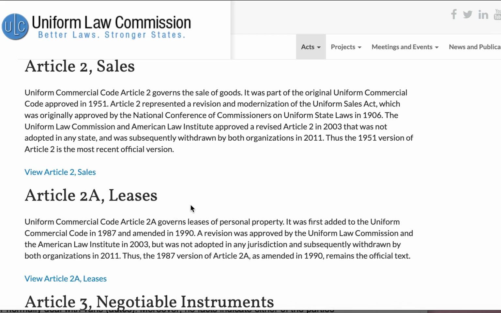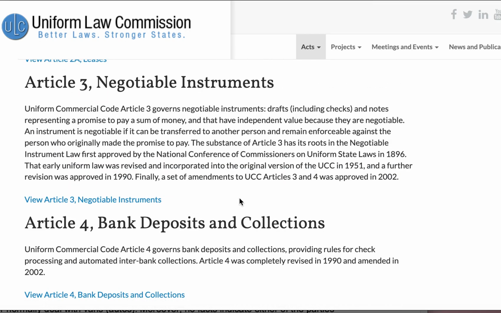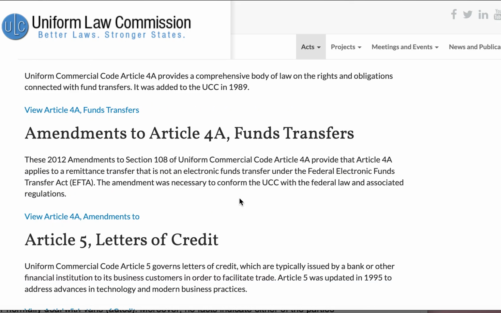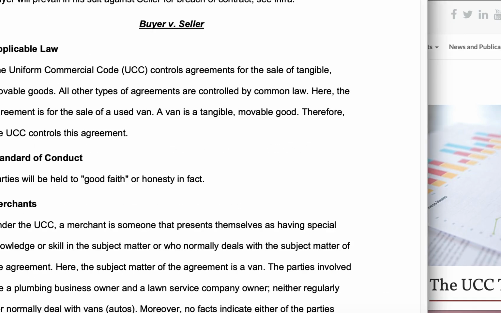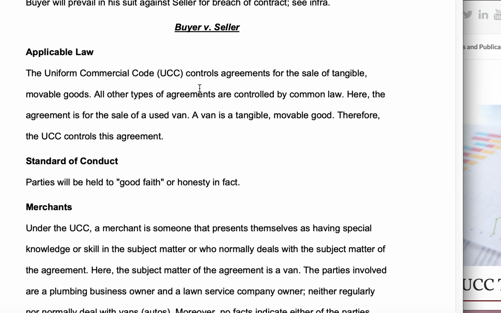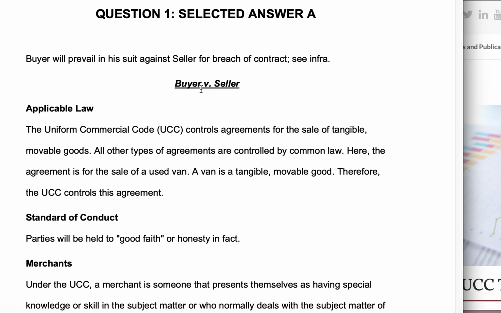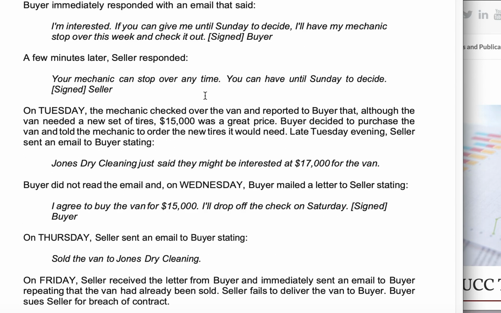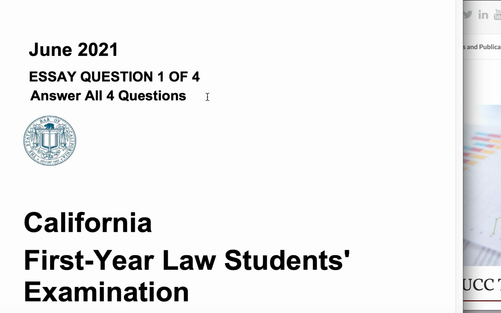You don't need to do 2A, which is leases, or Article 3, which is negotiable instruments, bank deposits, all this other stuff. You don't need to know that. Okay, all you need to know is just some really basic stuff. And again, I could probably go through my outline and show you the outlines that I use, but this is from, let's see, this is a fact pattern, okay? So let's say you're doing essays. This is from last June.